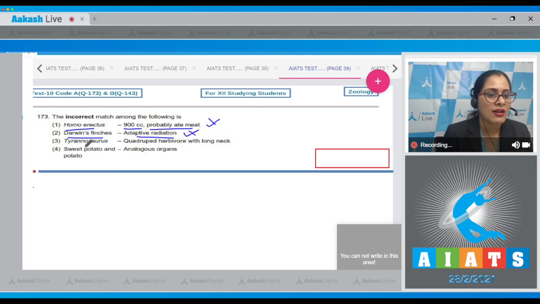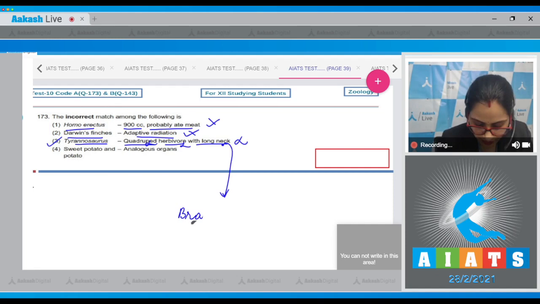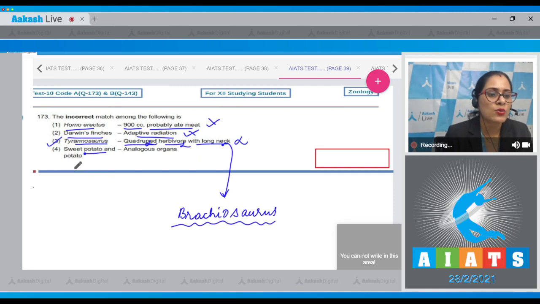The next option, Tyrannosaurus, and the match is quadruped herbivore with long neck. This is an incorrect match and is the correct answer to our question because Tyrannosaurus is not a herbivore. It is biped with short neck. Whereas this applies for Brachiosaurus. The last option, sweet potato and potato, is an example of analogous organs, is a correct match, so cannot be the correct answer. So, the correct answer to this question is option number 3.